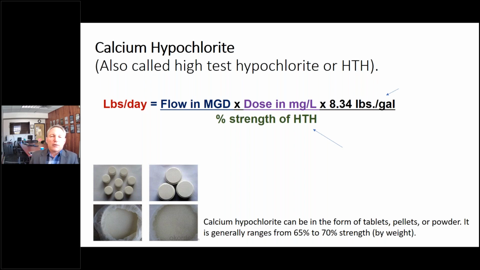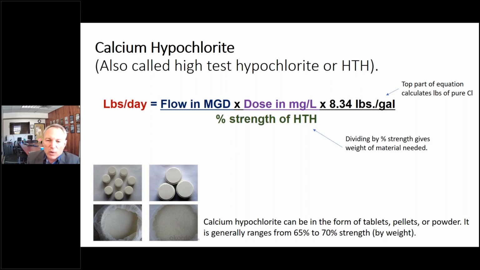Now, the way this equation works is much like the previous equations. The top of the equation is the pounds formula. Flow in mgd times dose in milligrams per liter times 8.34. That gives us the amount of pure chlorine. But we are actually going to need a little bit more of this chemical because it's not 100% strength. And the calcium hypochlorite is also called high test hypochlorite because it's fairly strong. It generally ranges from 65% to 70% strength. And once again, that's the portion of that chemical that is pure chlorine by weight.